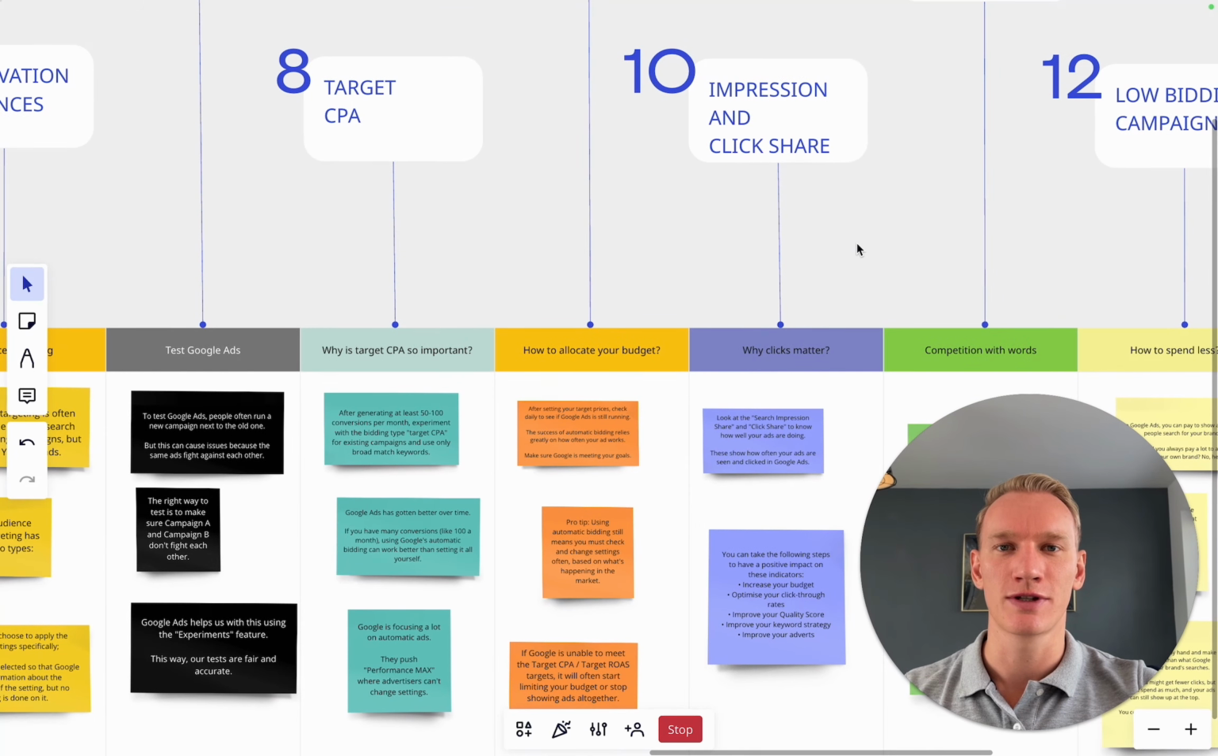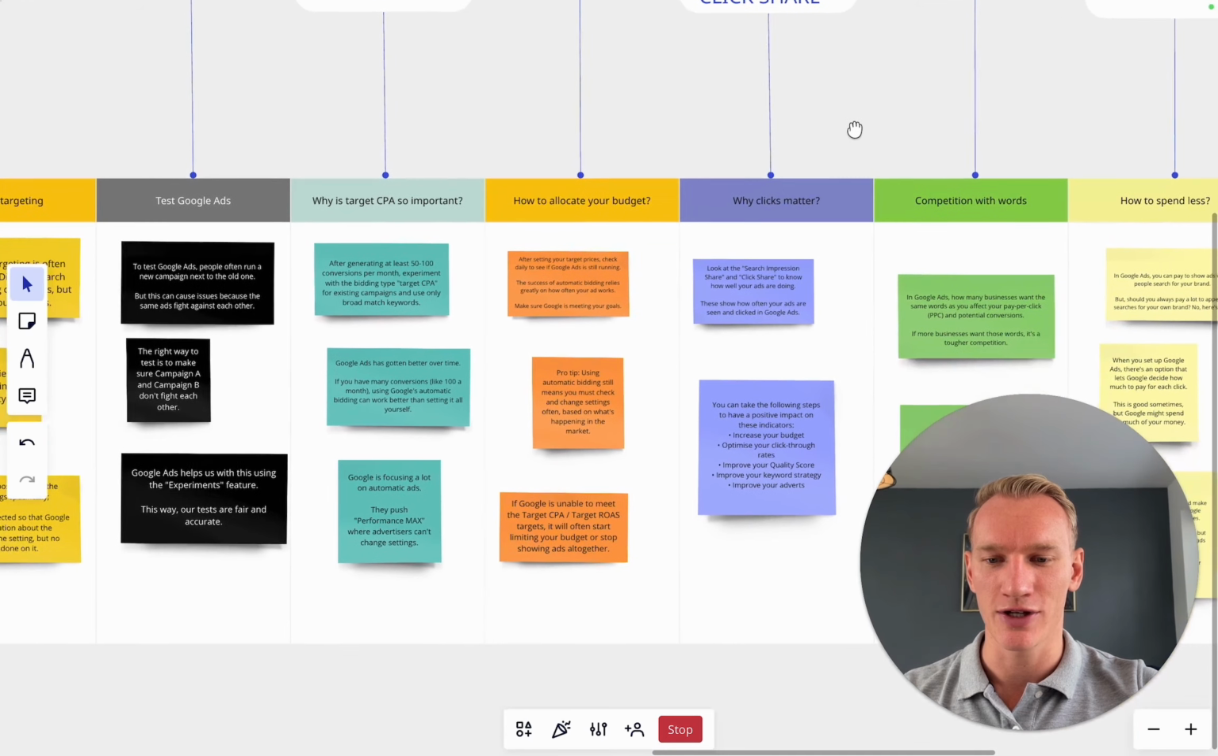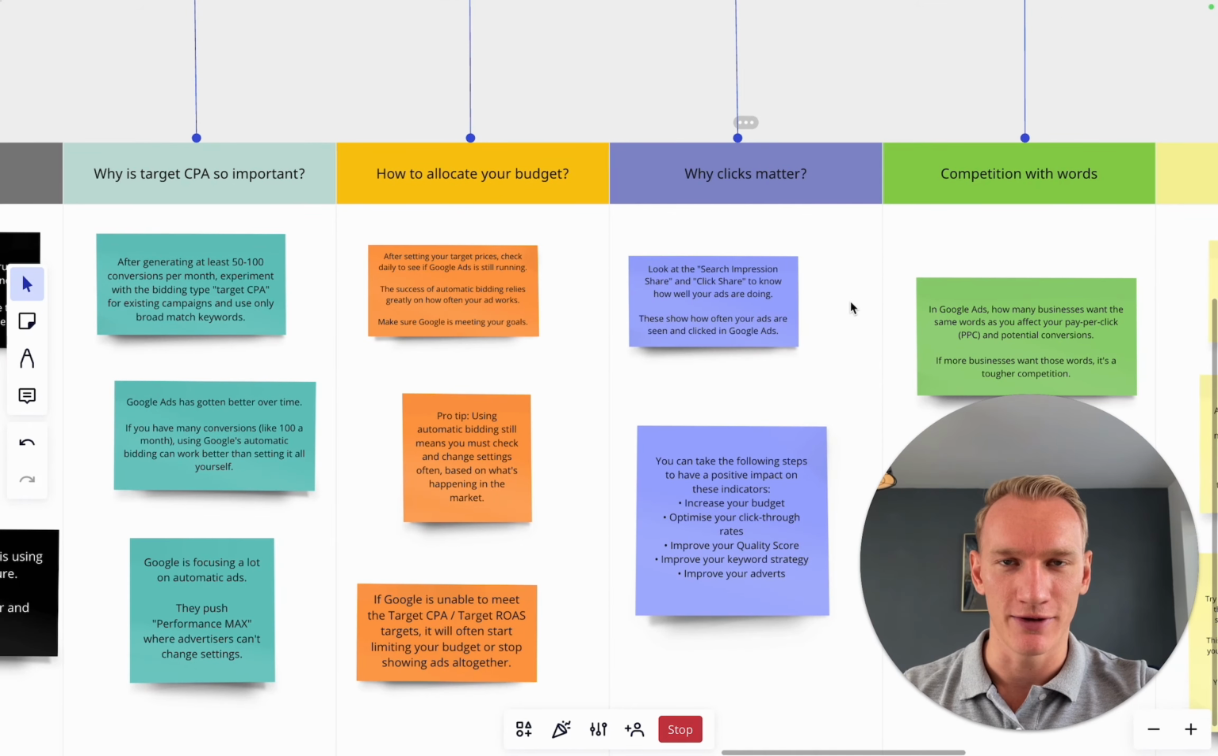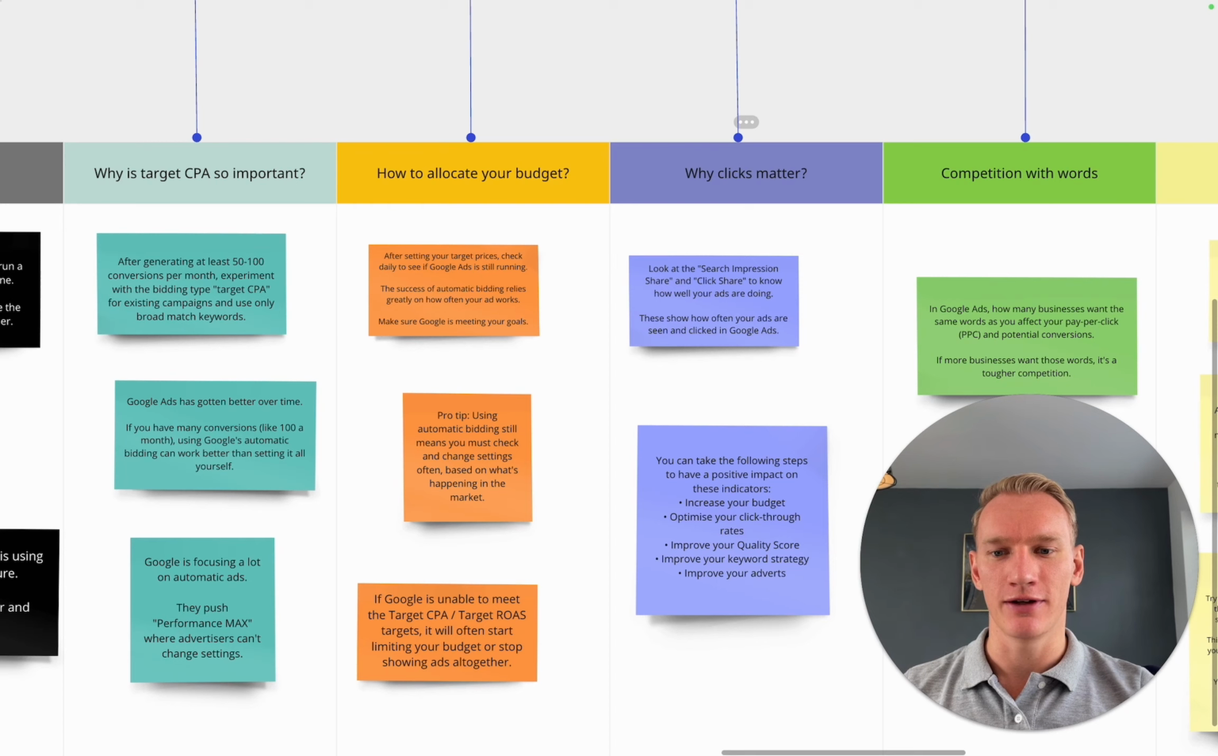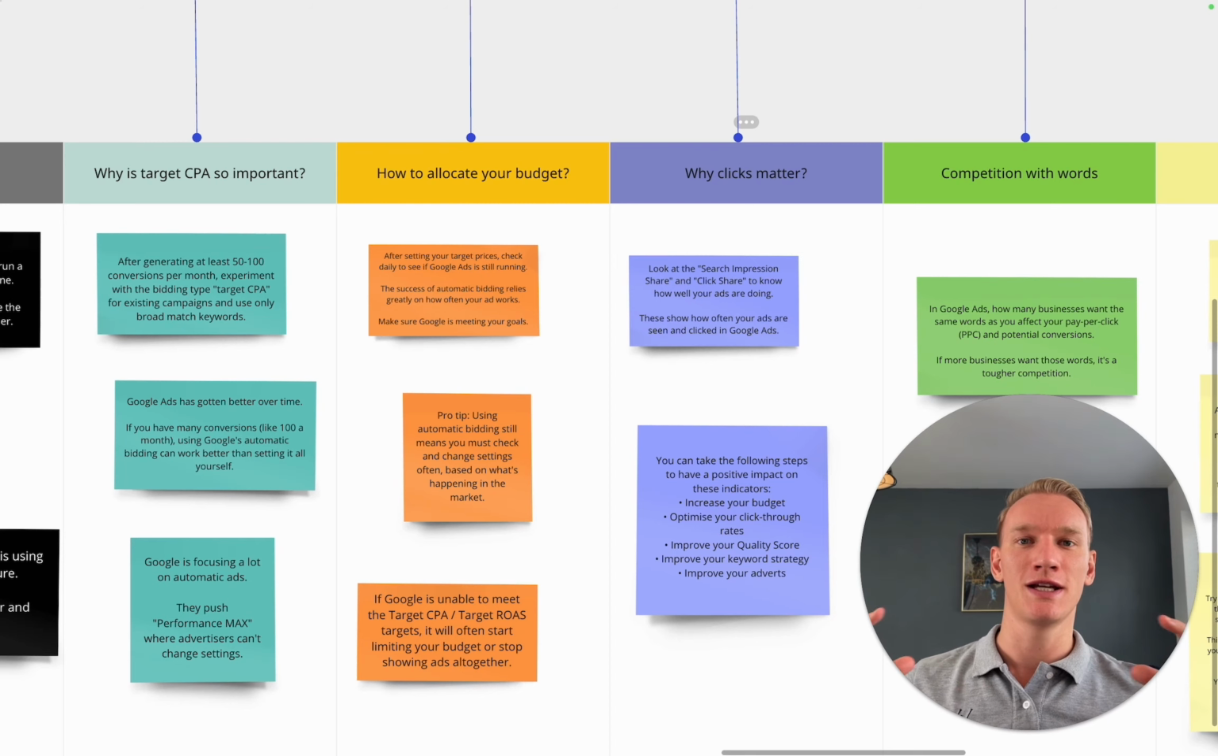Alright, that brings us to step number 10, impression and click share. Why do clicks actually matter, right? So actually you need to select the columns search impression share and click share to see how well your ads are performing right here. These often give you an impression of how many times your ads are seen and how many people are actually clicking on your ad, right? So considering these factors, you can know the following things. You can implement and increase your budget accordingly. You can optimize your click-through rates because you simply know how many people are clicking on your ads from the people that have seen it in total.